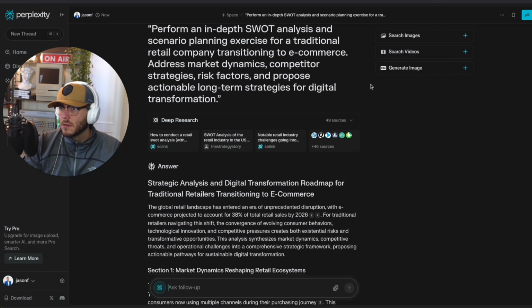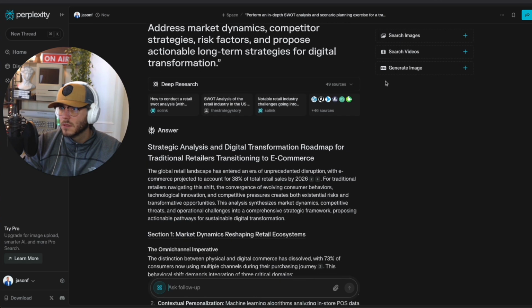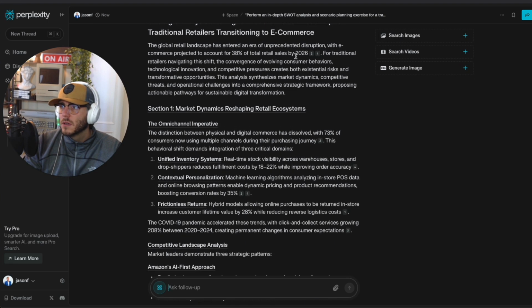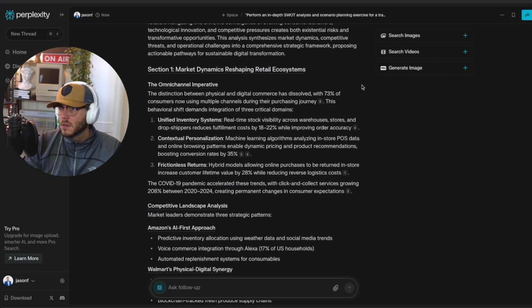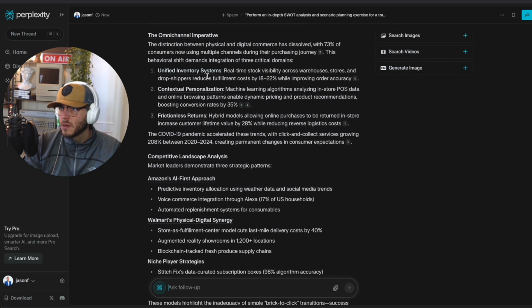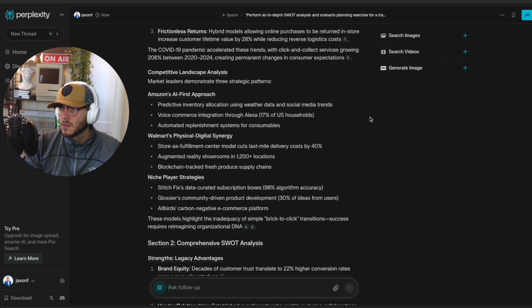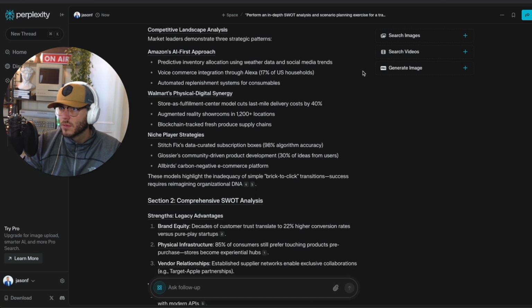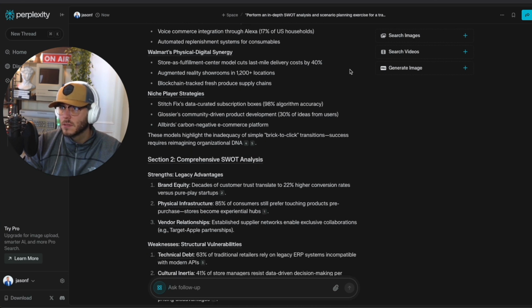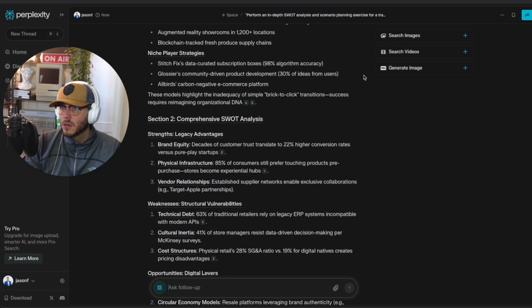Now let's look at the 49 sources from Perplexity. So, unprecedented disruption with e-commerce projected to account for 38% of total retail sales by 2026. That's a big jump here. I like that industry trend. So market dynamics: we have omnichannel imperative, unified inventory systems, contextual personalization, frictionless returns. Competitive landscape: Amazon's AI-first approach, Walmart's physical-digital. That's what we saw with Grok, being able to have a physical presence but doing a lot of online returns and pickups.